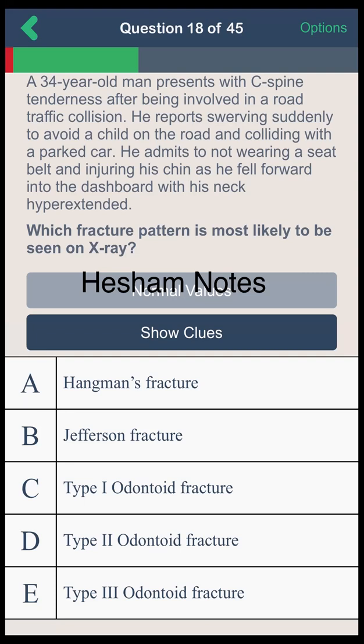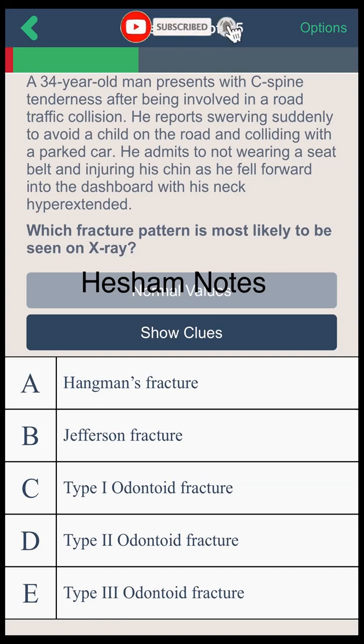Hangman fracture, Jefferson fracture, type 1 odontoid fracture, type 2 odontoid fracture, and type 3 odontoid fracture. This is Jefferson fracture, option B. Jefferson fracture is a fracture of C1. When you hyperextend the neck, you will cause a fracture of C2, the axis. This is a hangman fracture. Okay, this is hangman fracture due to hyperextension of the neck.